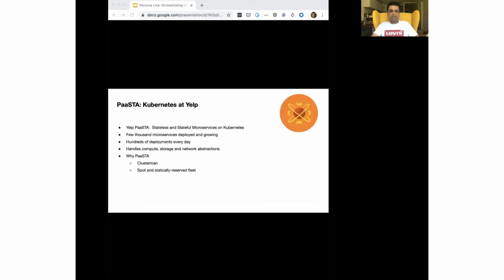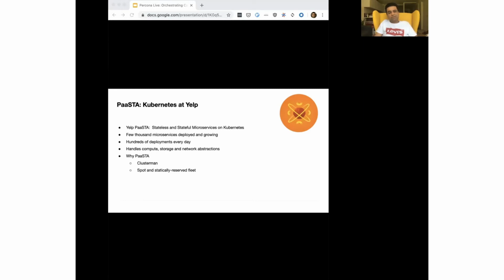So next is PaaSTA, which is our platform as a service. It's a highly available distributed system for building, deploying, and running services. And it's used for both stateful and stateless microservices. We have thousands of microservices deployed and growing. We don't have a way to constrain anyone from deploying any service, though we have ways to keep tabs on their resource usage.